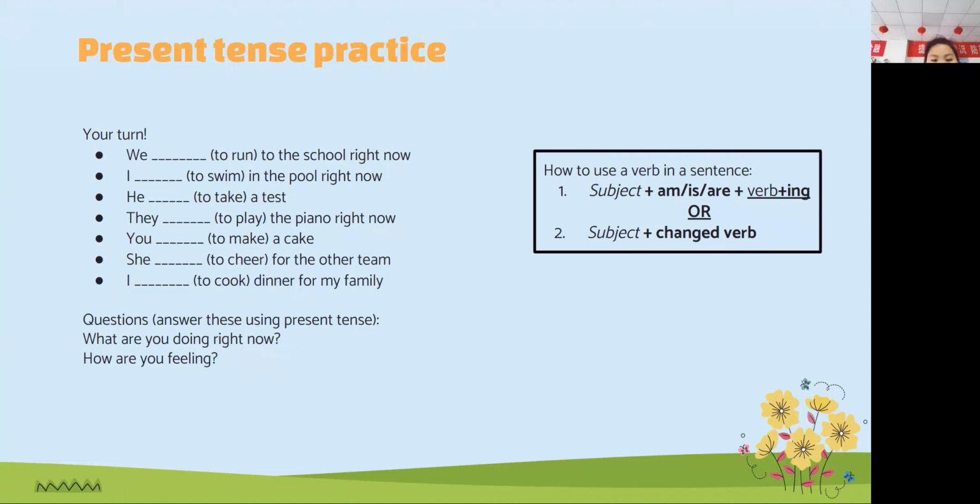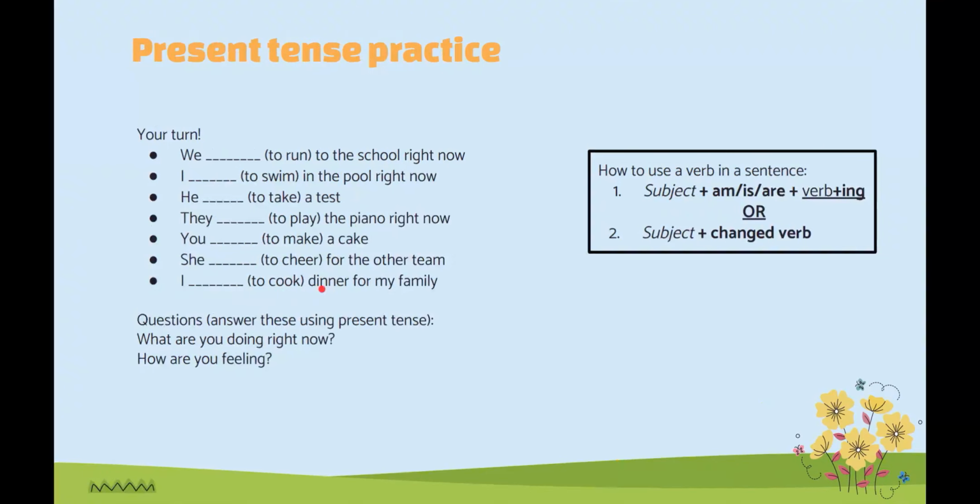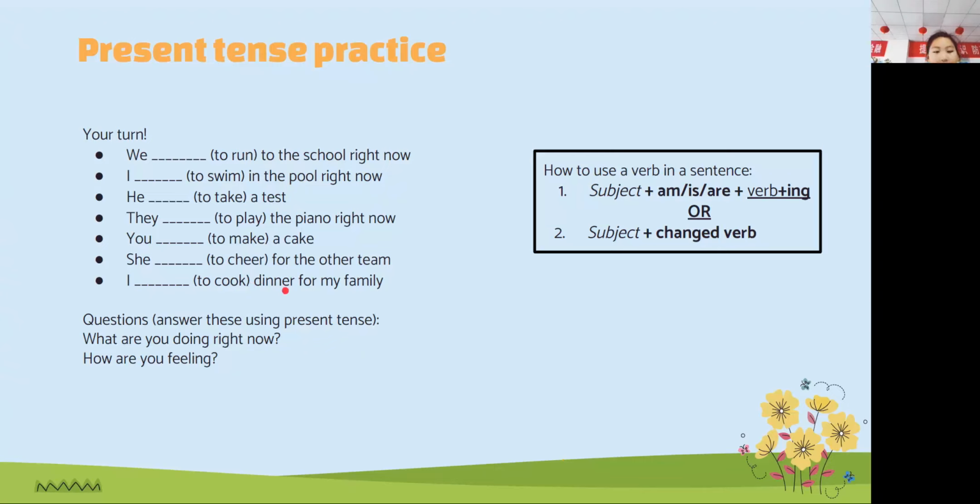I am cooking for my family. Very good. It's cooking. Can you say cooking? Cooking. Okay. Exactly. Good job. And then you didn't say this word. Can you say this word? Dinner. Okay. Can you say this word? Dinner. Yeah, exactly. Good job.